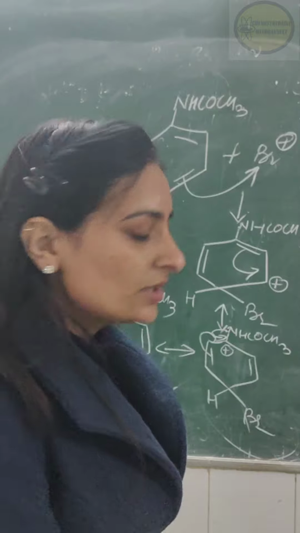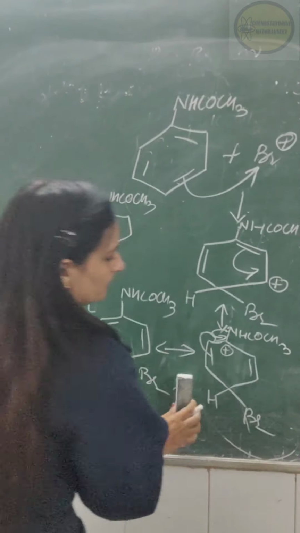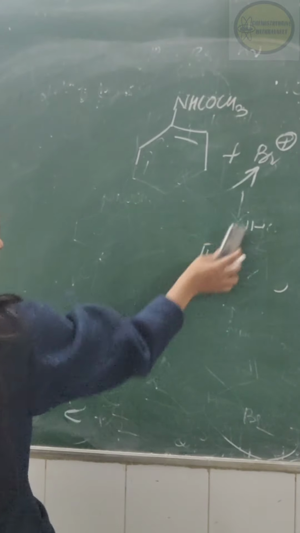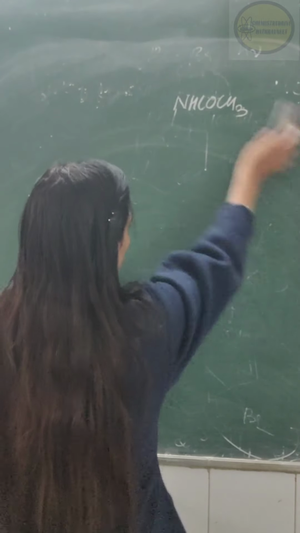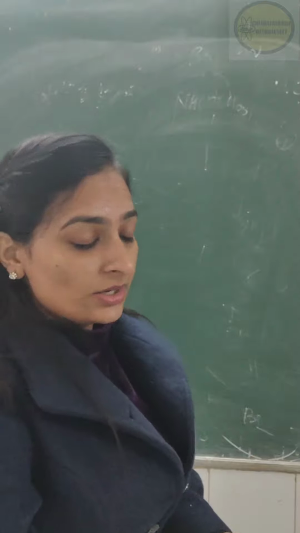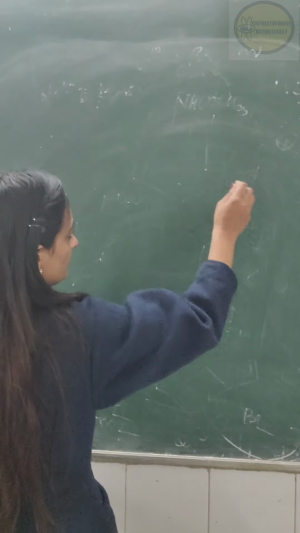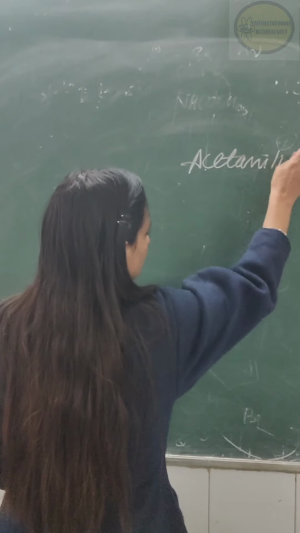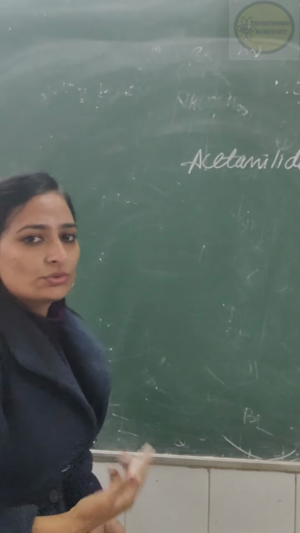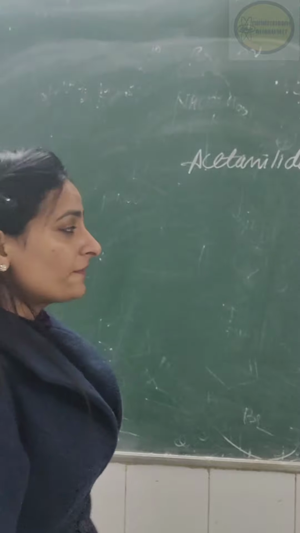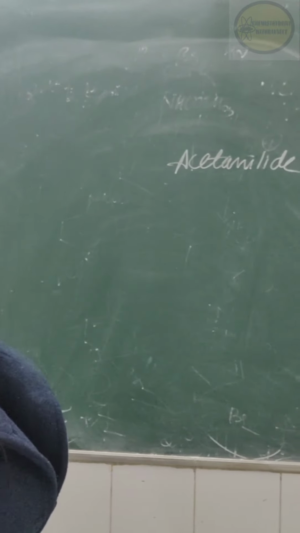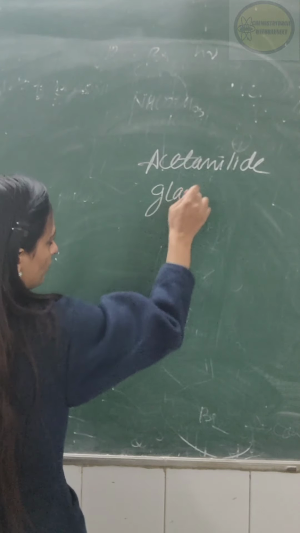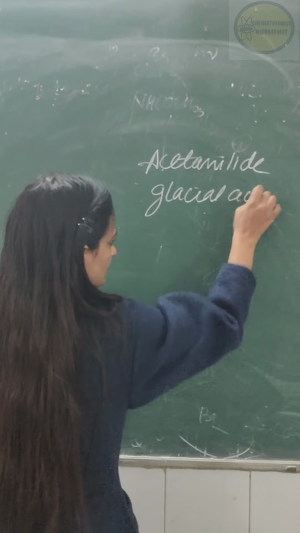Now let me tell you the preparation procedure. For the procedure, as you can see in the reaction also, we require only three things. The very first thing is obviously acetanilide, the main reactant on which we want to do the substitution reaction. After acetanilide, what else is required? Yes, you require glacial acetic acid.